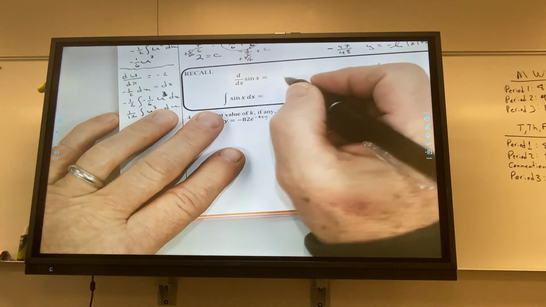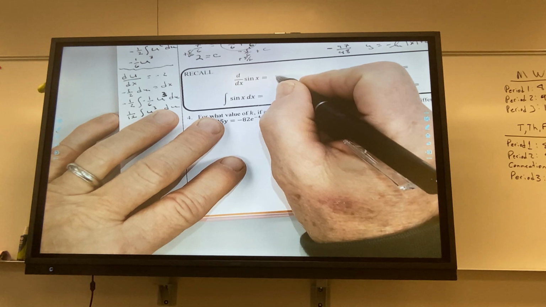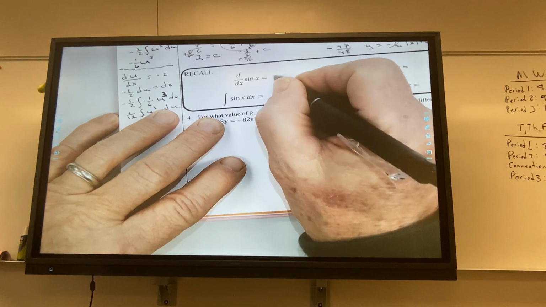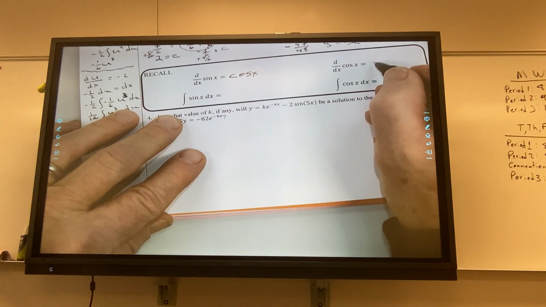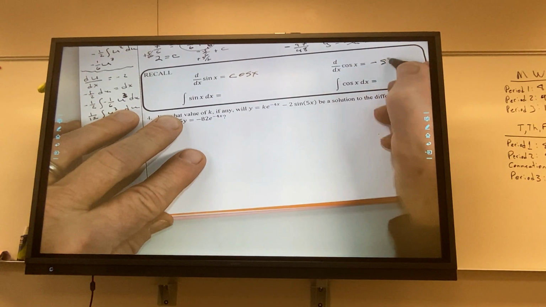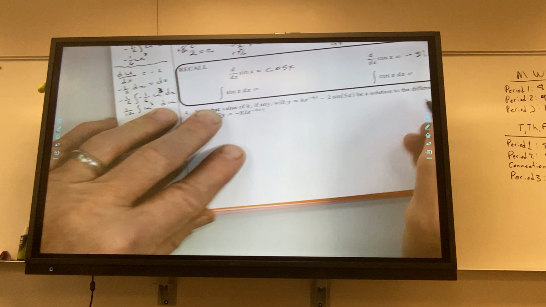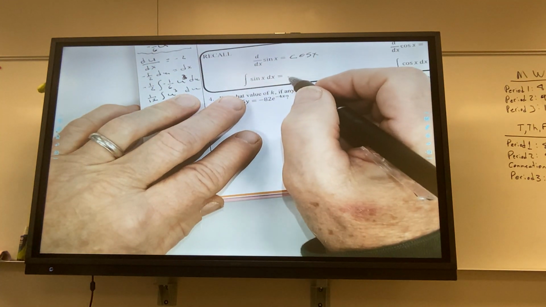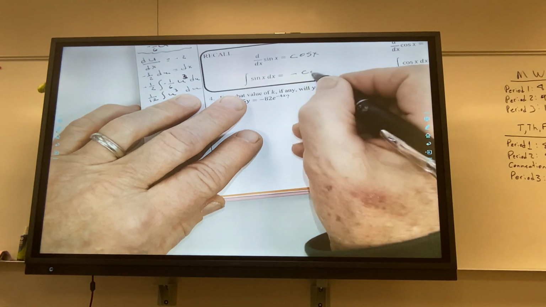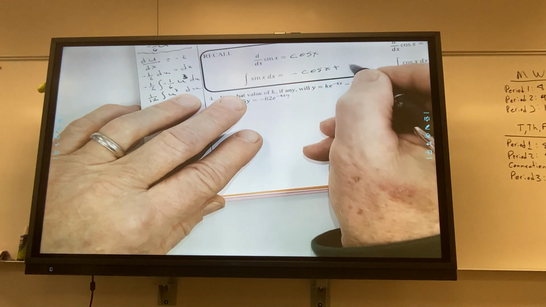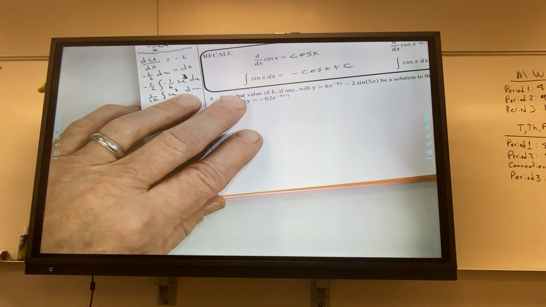Jenna, what's the derivative of sine? Cosine. Perfect. What's the derivative of cosine? Negative sine. Perfect. Okay. What's the antiderivative of sine? Negative cosine. Plus C, right? Plus C. Okay. What's the antiderivative of cosine? Sine plus C.